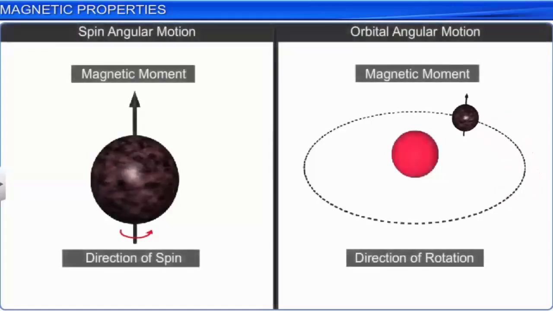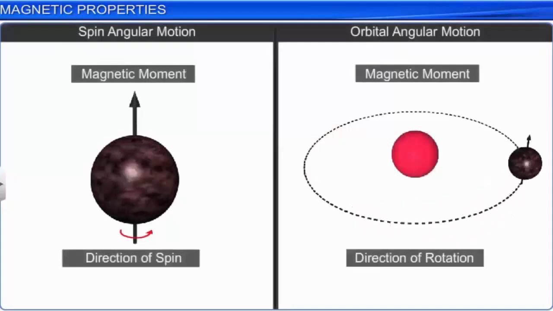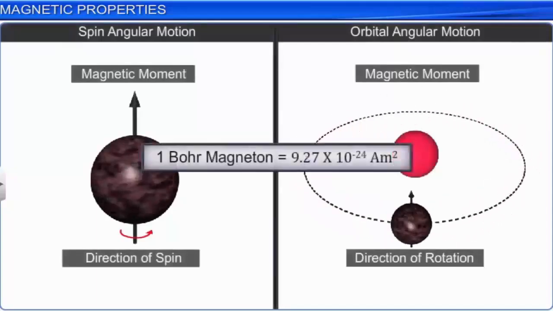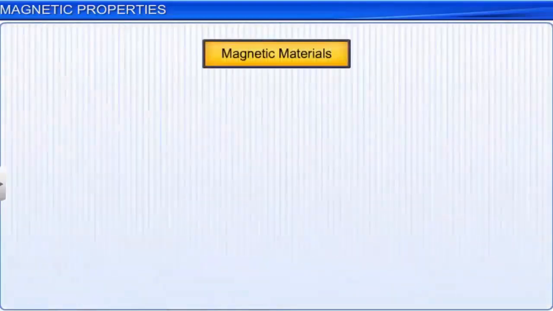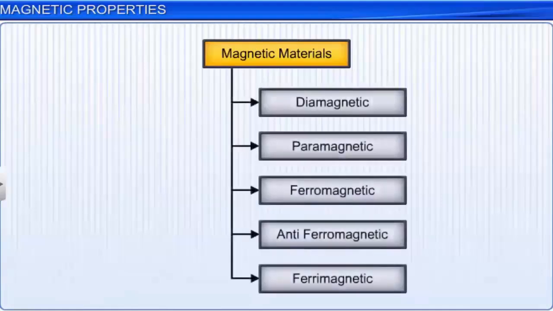The values of magnetic moment are very small and are measured in units called Bohr magneton. 1 Bohr magneton is equal to 9.27 x 10^-24 ampere meter square. Based on magnetic properties of materials, they are classified into 5 categories, namely diamagnetic, paramagnetic, ferromagnetic, antiferromagnetic, and ferrimagnetic. Let's discuss the properties of these materials, starting with diamagnetic materials.